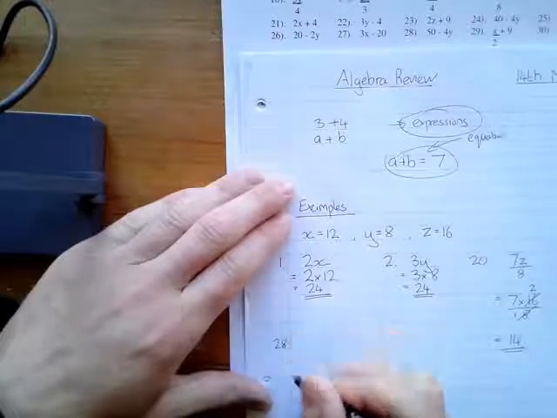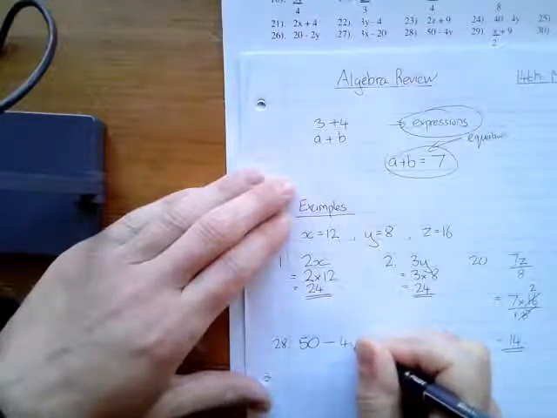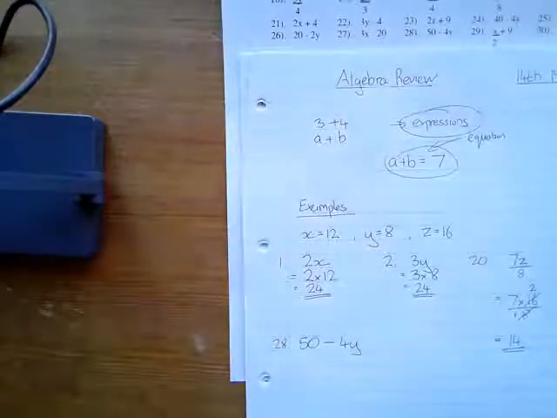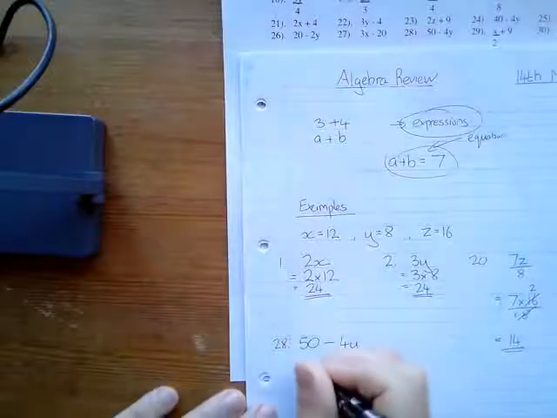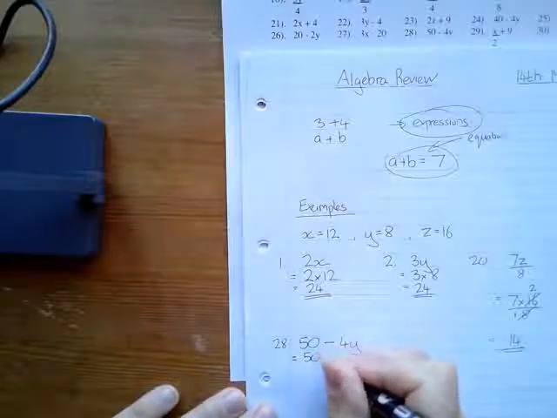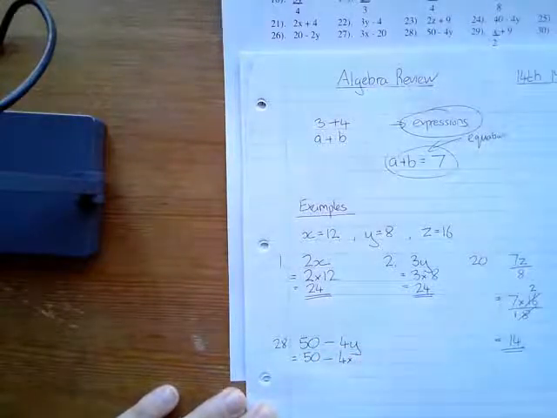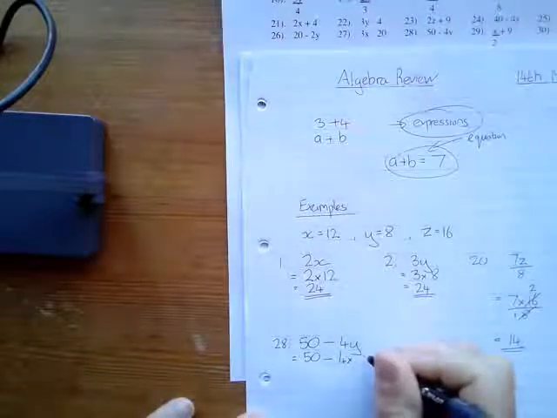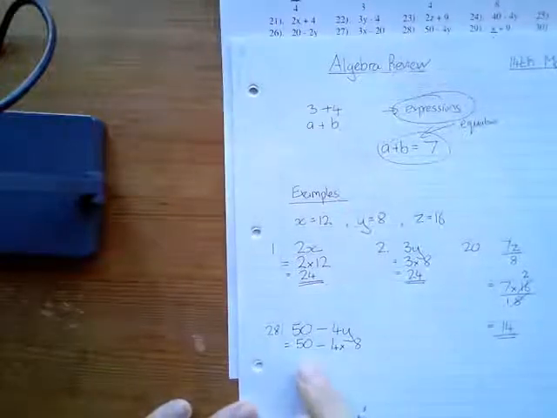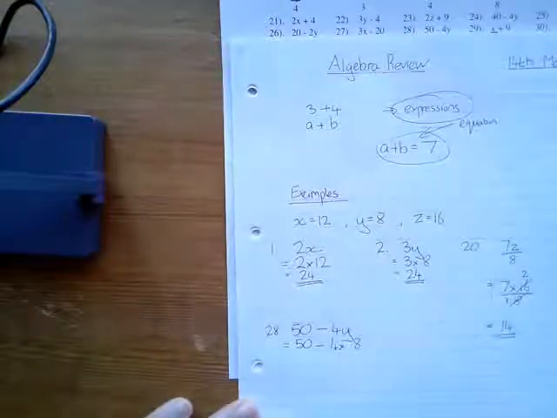So the later questions start to introduce plus and minus signs in the work. Okay, so you get something like 50 minus 4y. Okay, but it's no different. In your first line of working, all you should do is write it out without the letter anymore. So that's 50 take away 4 times 8. Remember, y is 8.